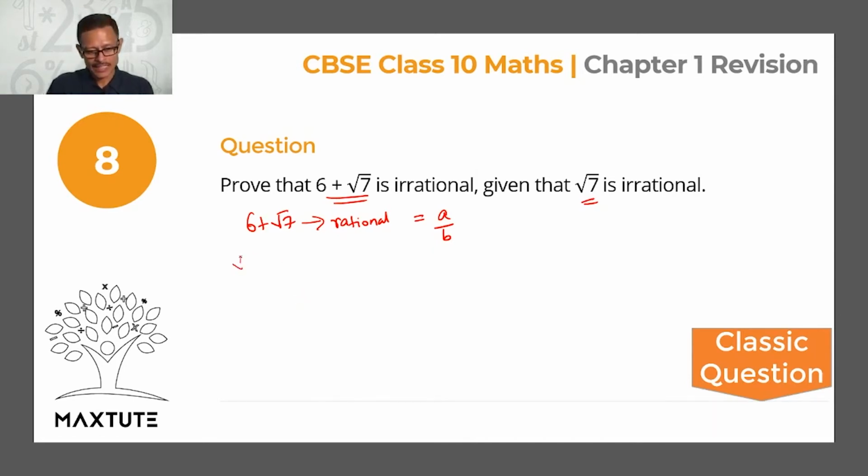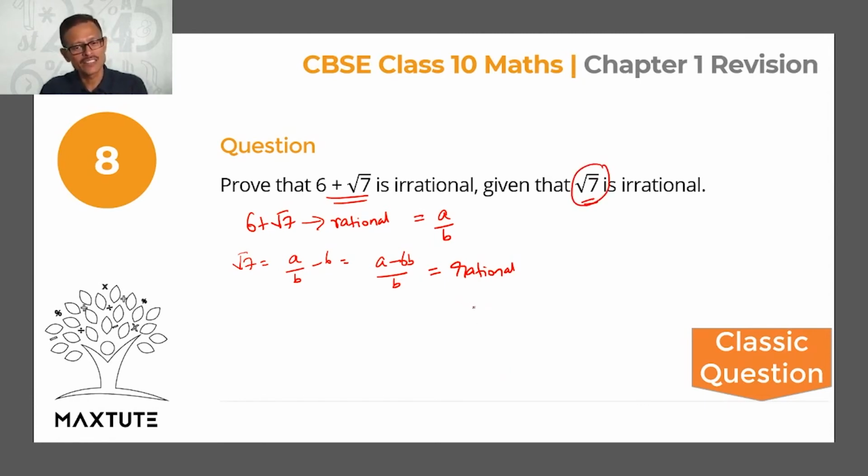So therefore, I can write this root 7 as A upon B minus 6. We'll rewrite it as A minus 6B upon B. A and B are co-prime integers. 6 is an integer. So A minus 6B will be an integer upon an integer. This value is a rational number, which boils down to saying that if A minus 6B by B is rational, root 7 is rational. But the question explicitly states that root 7 is irrational. Why do we have this contradicting answer? That's because of our incorrect assumption that 6 plus root 7 is rational. That's how you prove that 6 plus root 7 is irrational.